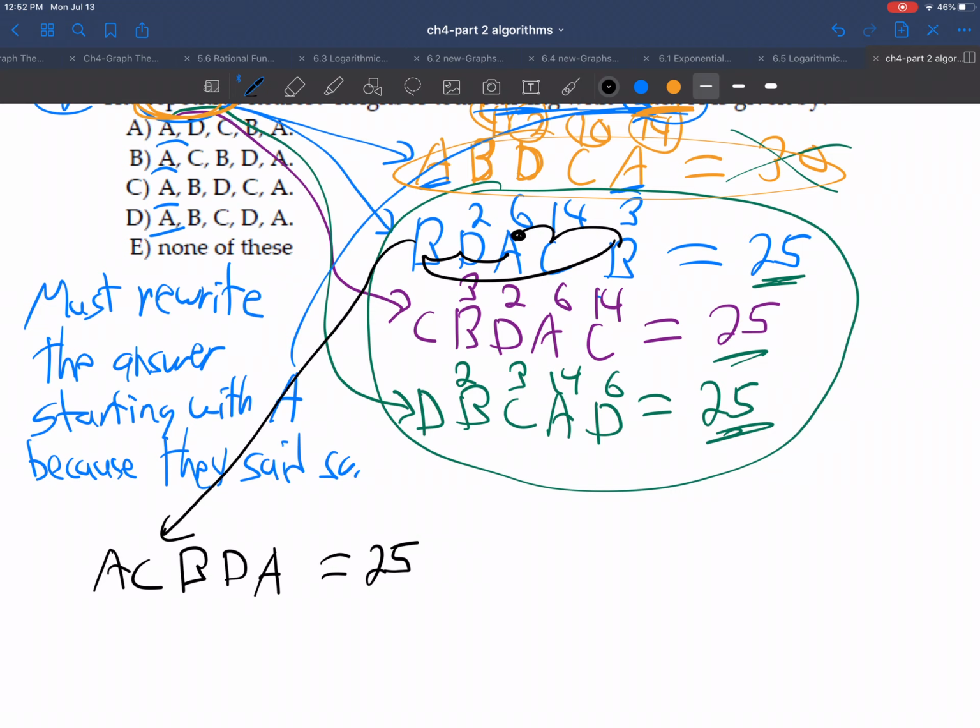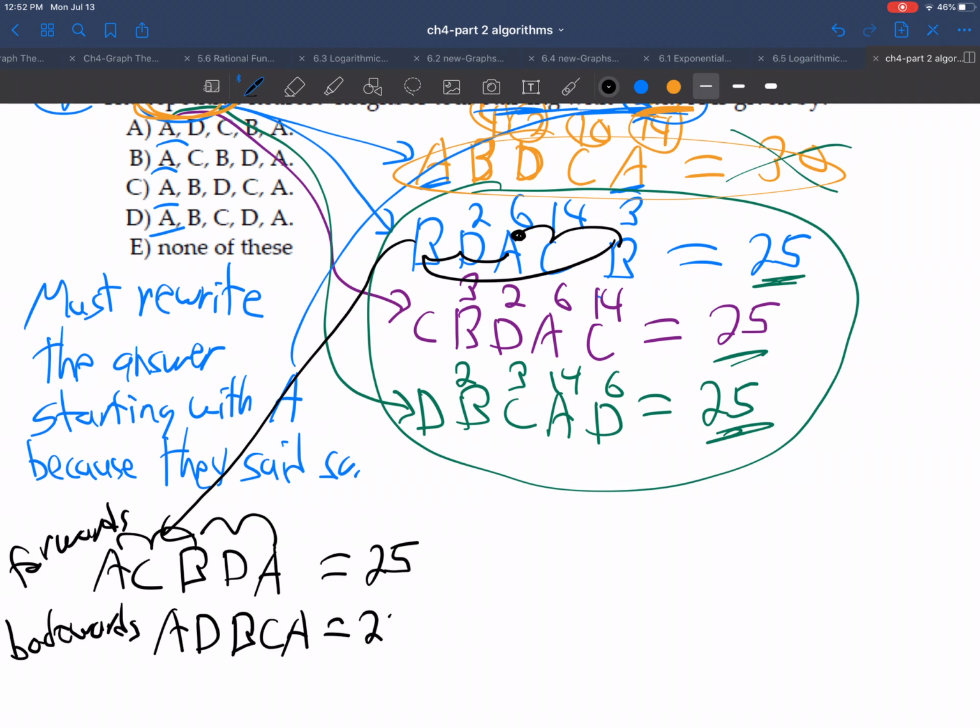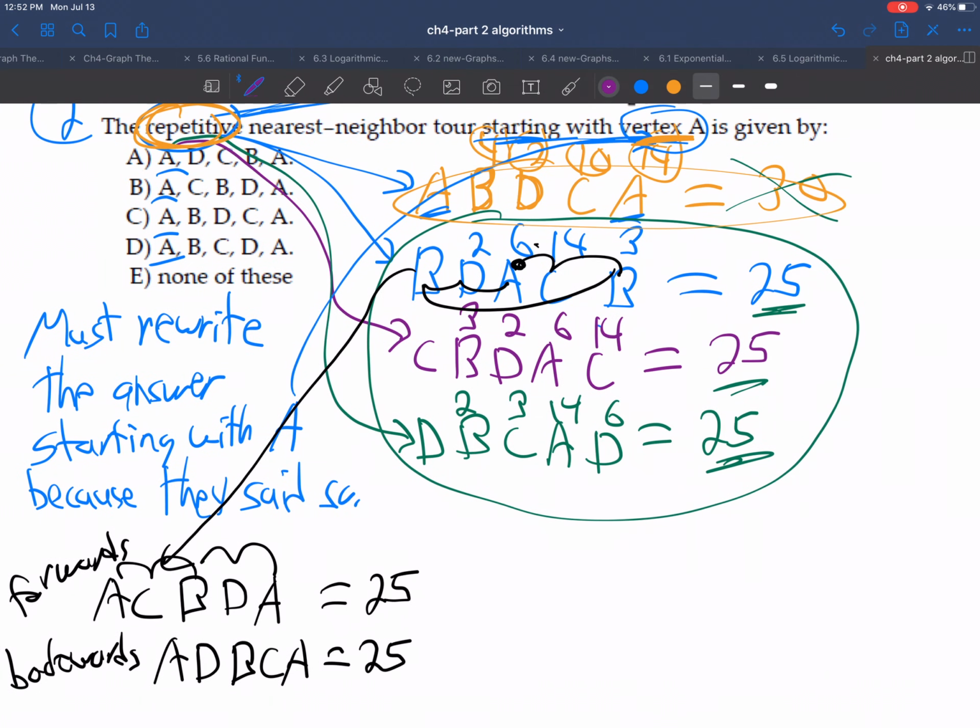And now you should also write it, remember, forwards and backwards. So now write it backwards. A, D, B, C, A. That's the same loop. It's just backwards. Now you might say, well, okay, I get it, Mr. Heron. So first off, is that answer there? A, C, B, D, A? A, C, yeah, here it is. A, C, B. It's this way. That's the correct answer.